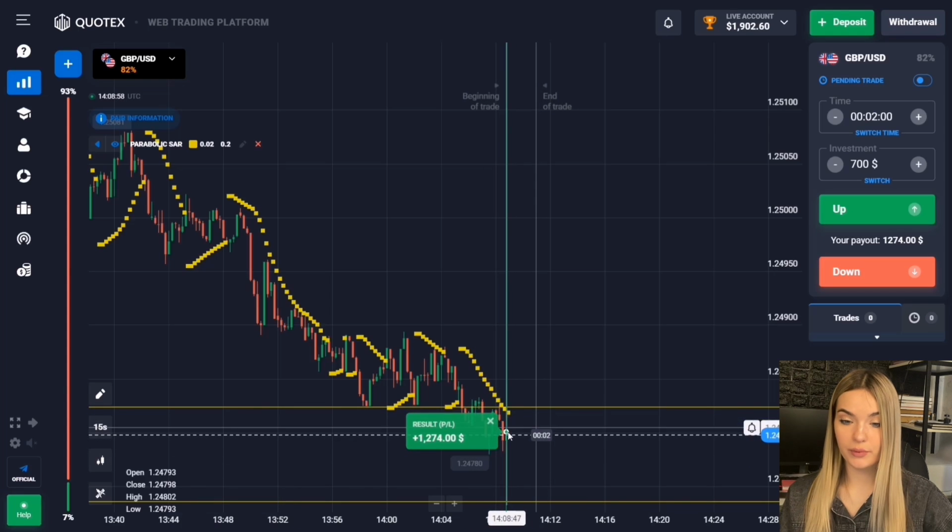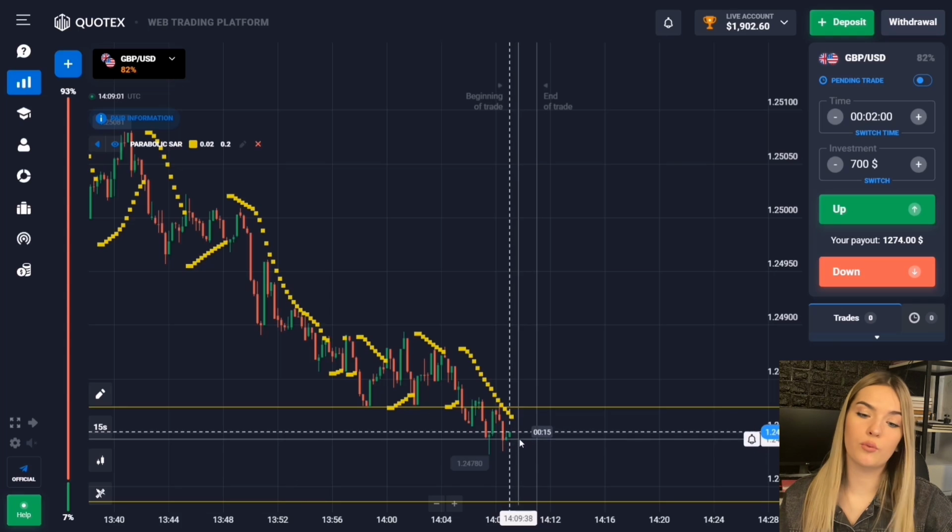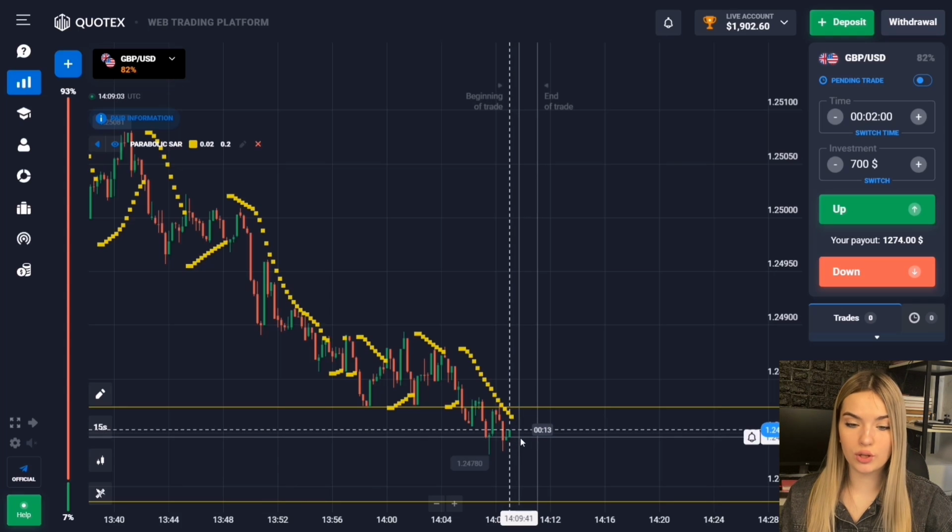Well friends, quite good. The price slowed down a bit, but still the downward movement continued. And here we managed to close our deal in profit. 2 minutes was enough for us. Also, this indicator again suggested a good entry point and helped us to determine the further price movement.